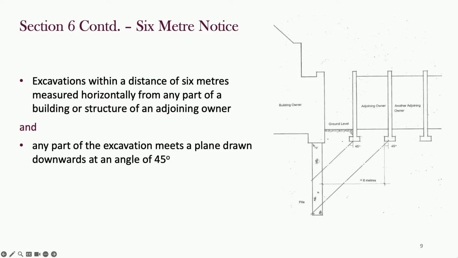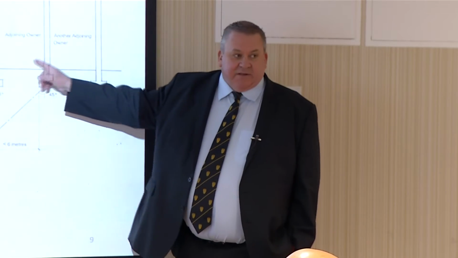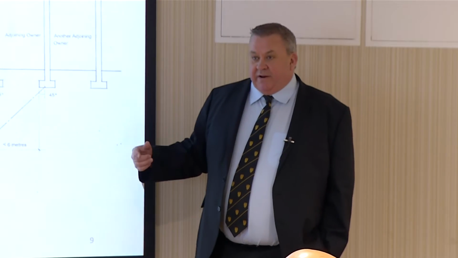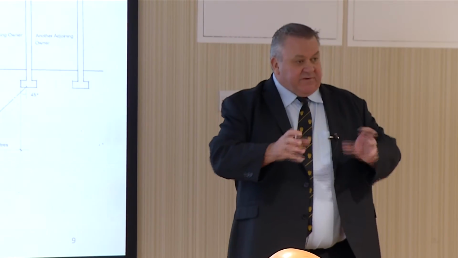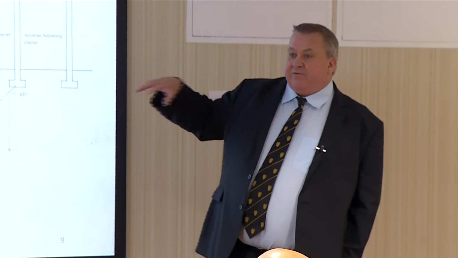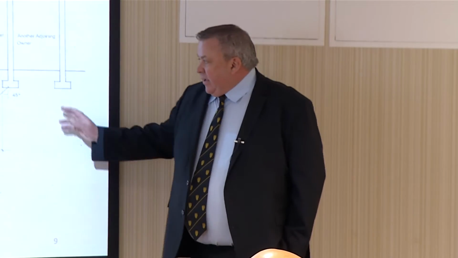If you're outside of 3 metres but within 6 metres and you are deeper than and cutting what we call a 45-degree line, then you must serve notice for those works. Doesn't always mean it's the immediate neighbour. Sometimes it can be the neighbour but one. In narrow properties or ones at odd angles or a crescent or something, you may have multiple neighbours within that 6 metre zone on whom you've got to serve notice.